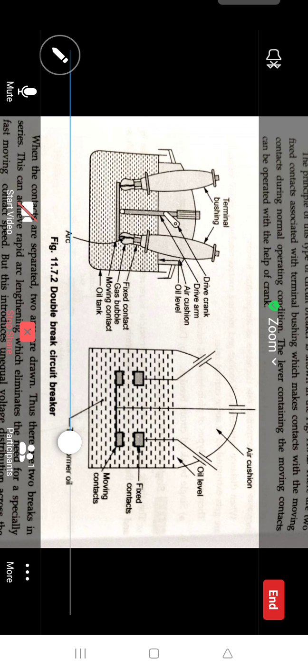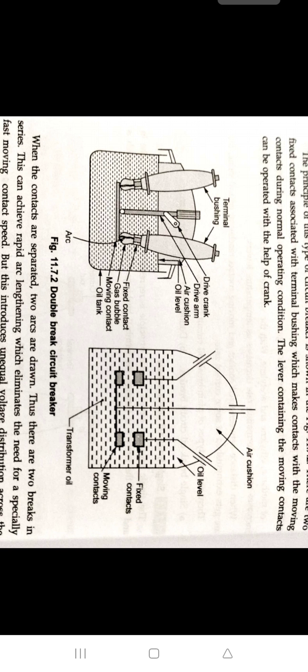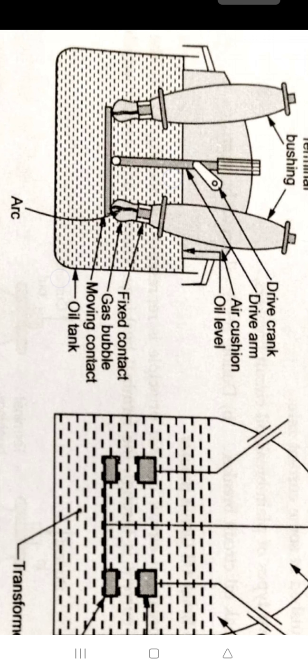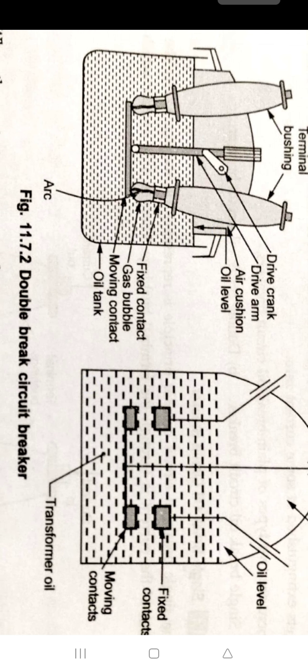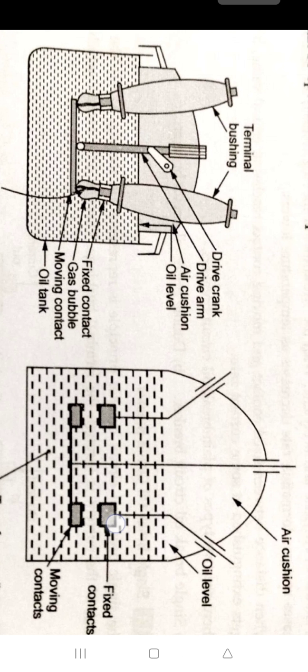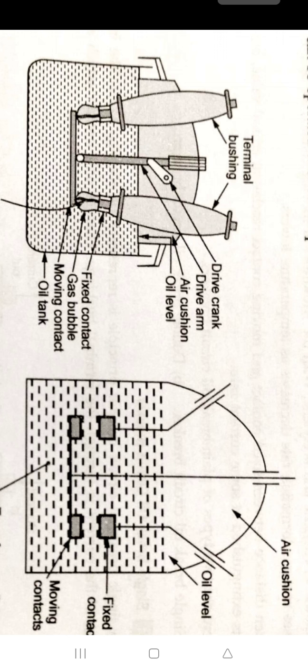The principle of this type of circuit breaker is shown here. There are two fixed contacts associated with terminal bushing, which make contact with the moving contact during normal operating condition. The lever containing the moving contacts can be operated with the help of a crank.